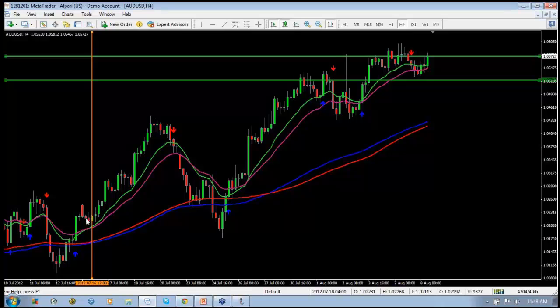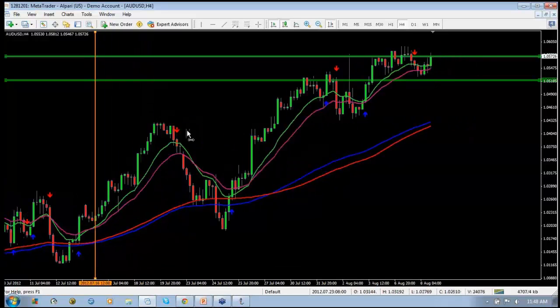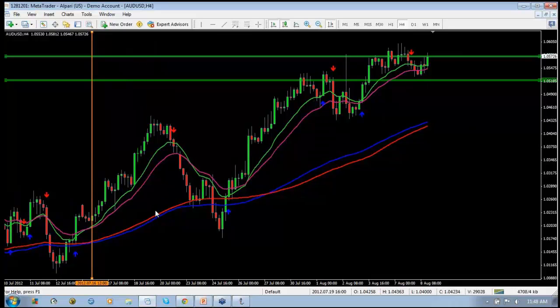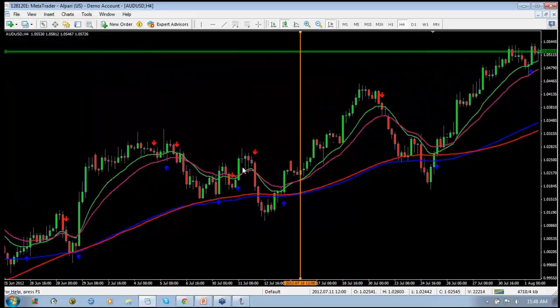Now that's a live chart. And interesting, this is the kind of thing that we're looking for. This is the kind of setup that we want to see. All right, this is the kind of thing that we need to see taking place.